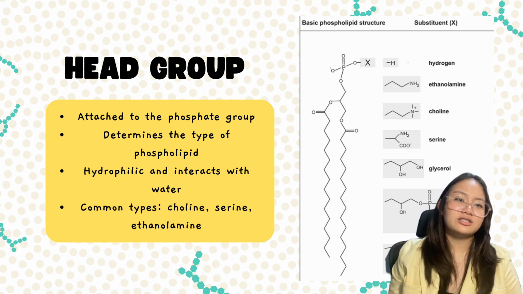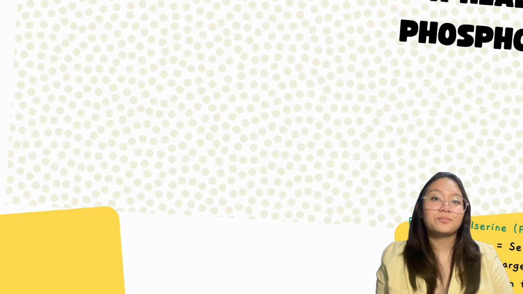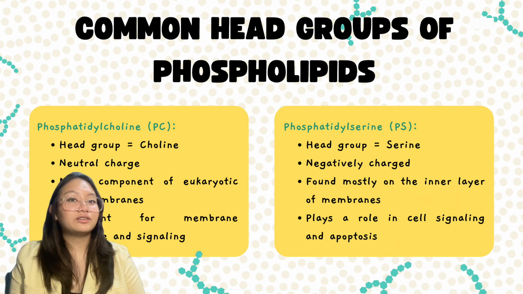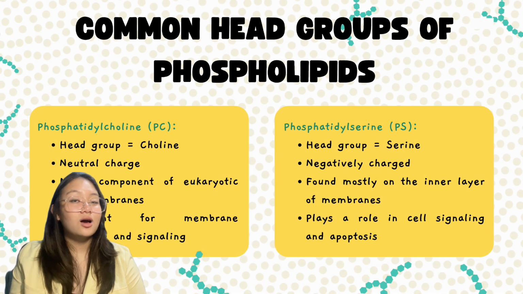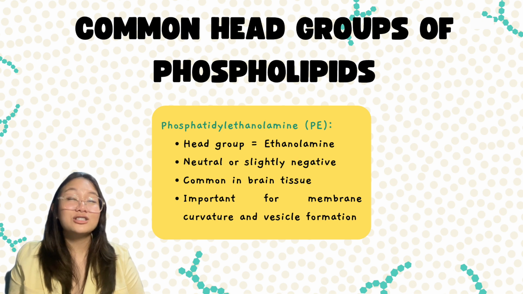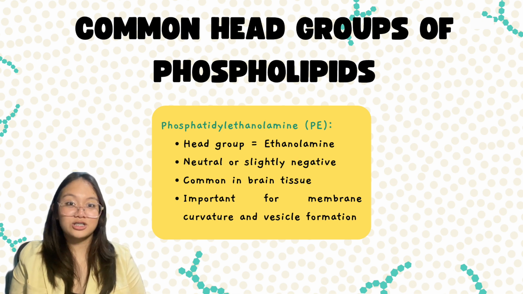But what differences do they have compared to the others aside from their substituents? Choline has a neutral charge and is important for membrane structure and signaling, while phosphatidylserine, or serine, has a negative charge and plays a role in cell signaling and apoptosis. And lastly, ethanolamine, or phosphatidylethanolamine, has a neutral to slightly negative charge and is important for membrane curvature and vesicle formation.